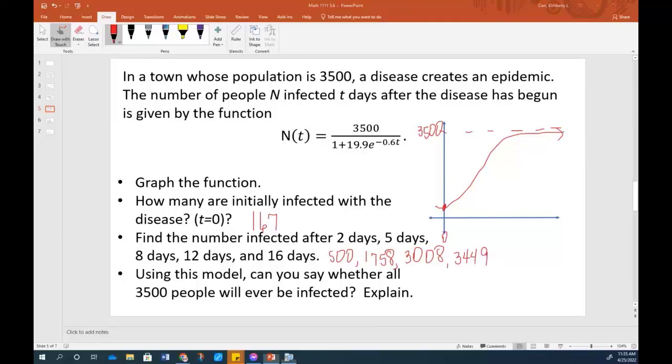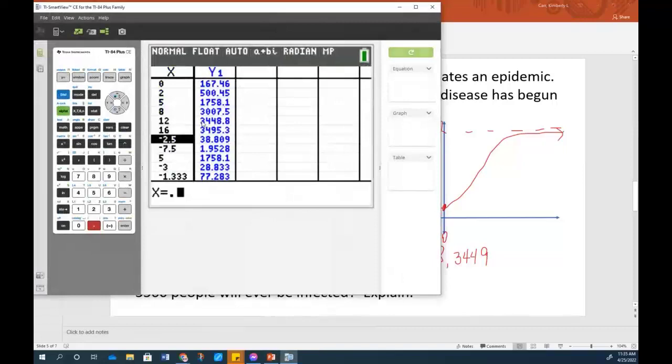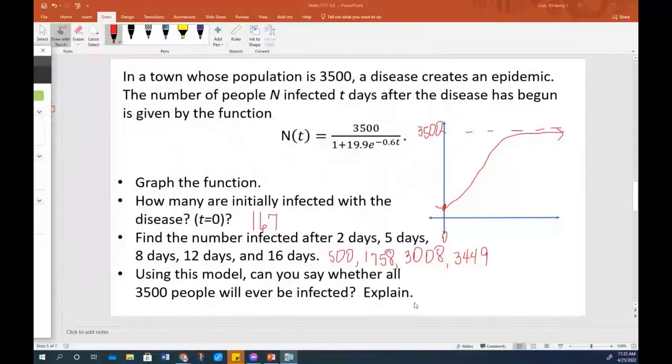Okay, and let me just bring that back so you can see those numbers again. I was just copying down numbers from here and rounding it to a whole number. Okay. Now the last question says, using this model, can you say whether all 3,500 people will be infected?